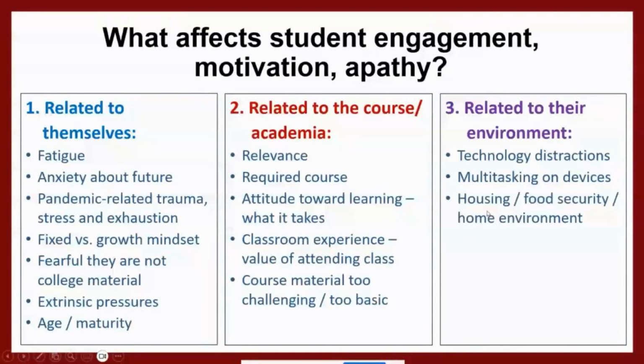And then related to their environment, technology, of course, multitasking, y'all. So also housing insecurity, students who don't even have a dorm room, they're living on a friend's couch. Food insecurity, they don't have enough money to buy a meal plan. These are all external pressures. A bad home environment where they're not comfortable being at home for whatever reason it is. So all of these things are impacting how they're interacting with you in class, how they are engaging with the material.